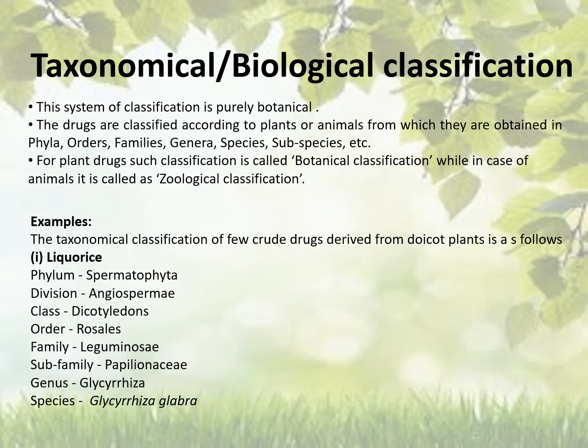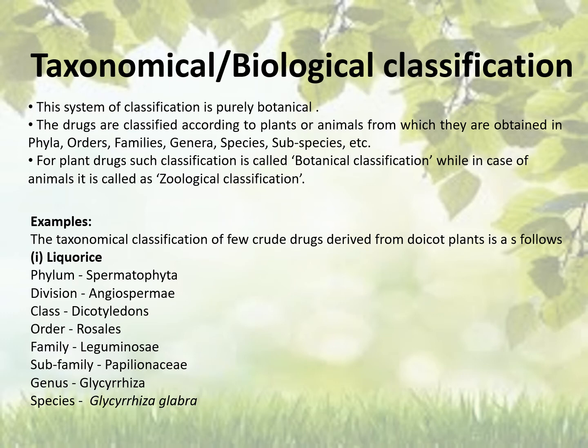Now we will talk about the next system of classification, that is taxonomical classification. It is also known as biological classification. This system of classification is purely botanical. The drugs are classified according to the plants or animals from which they are obtained in phyla, orders, families, genera, species, subspecies, etc. For plant drugs, such classification is called botanical classification, while in case of animals, it is called zoological classification.